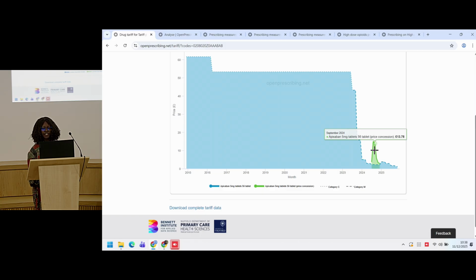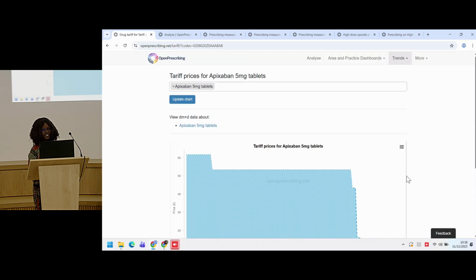And that usually happens when pharmacies are unable to source the drug at the listed price. And then things seem to have gone stable for now anyway. But like I said, you can search for this type of information for any drug you're interested in.